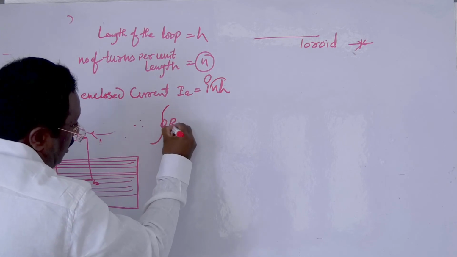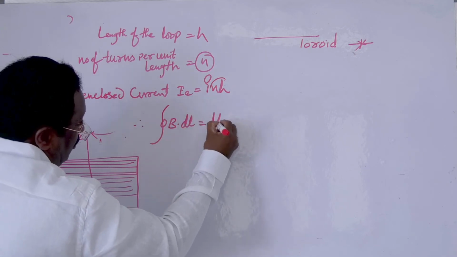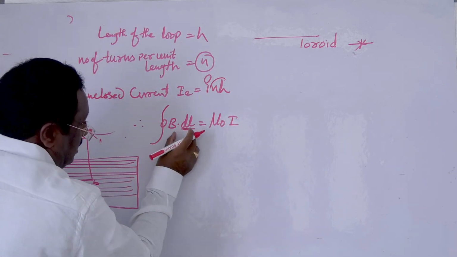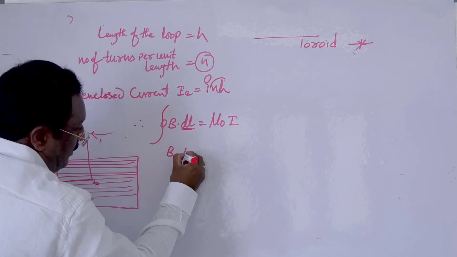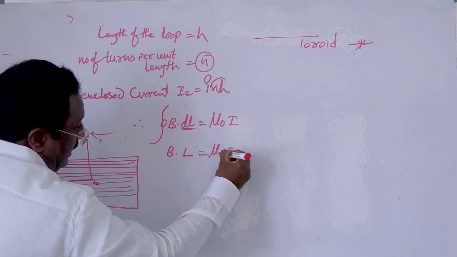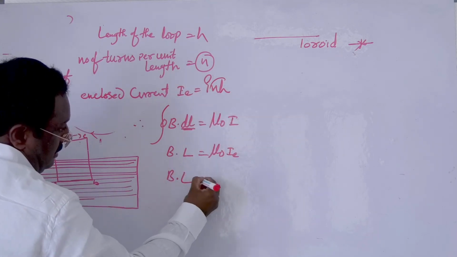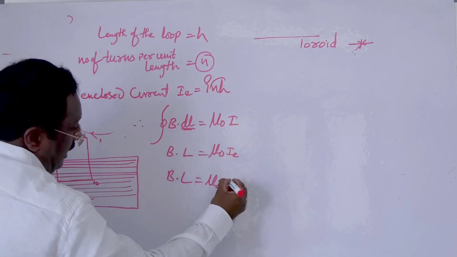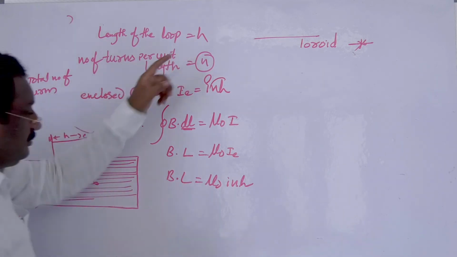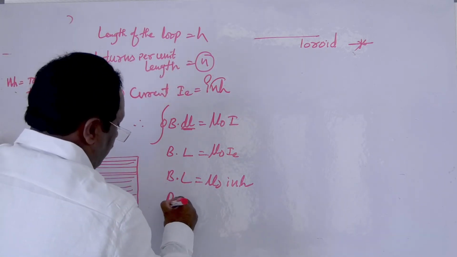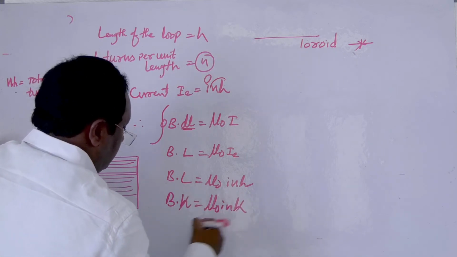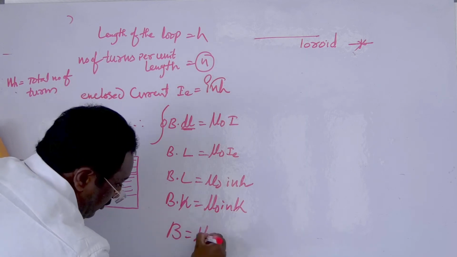What is Ampere's circuital law? The line integral of B dot dl is equal to mu naught I. In this case, the dl integration gives the length of the loop, and mu naught I is the enclosed current. So the enclosed current is I n h. Here the length of the loop is small h, so B times h. So the magnetic field in a solenoid is mu naught.